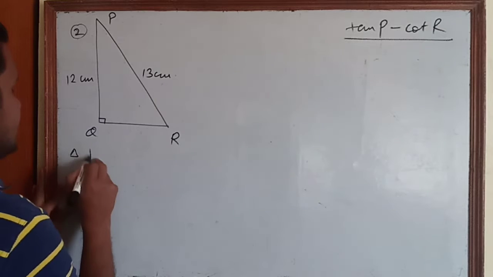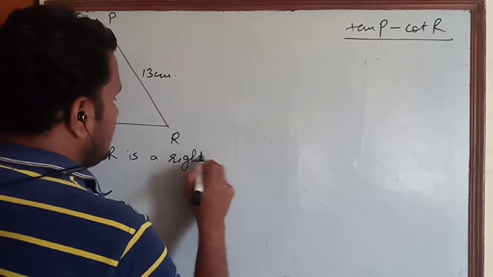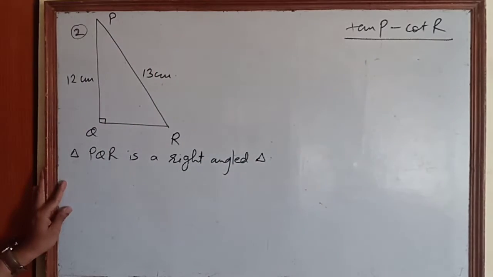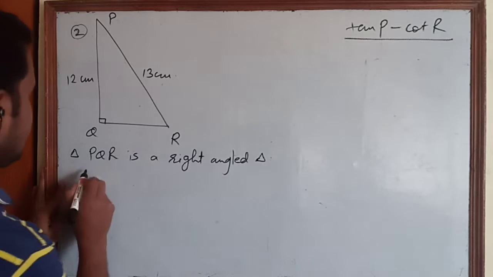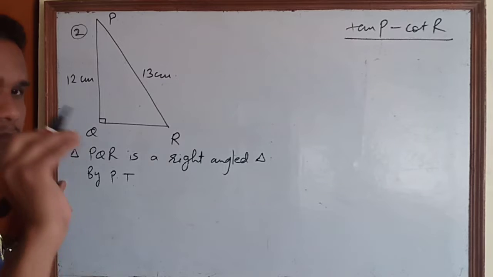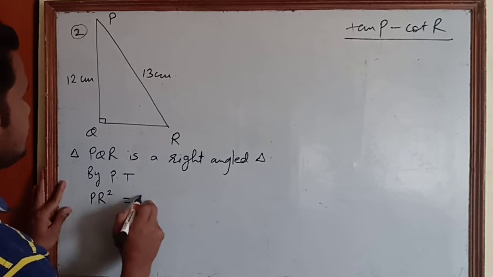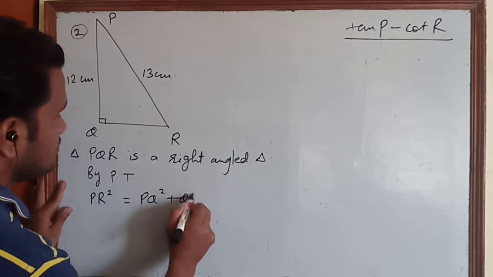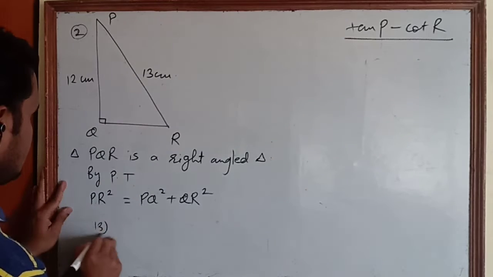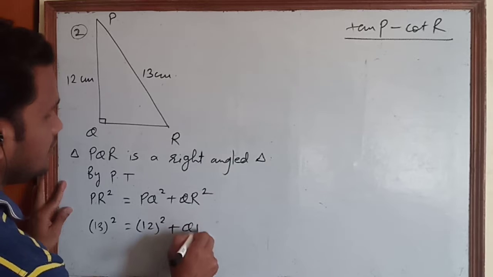Now, same procedure, triangle PQR is a right angled triangle. It is a right angled triangle. Okay. Then by Pythagoras theorem, apply the theorem. PR square is equals to PQ square plus QR square. Put the values. PR is 13, PQ is 12, QR unknown.